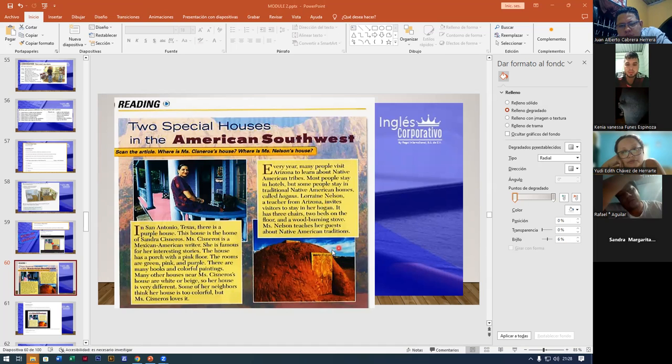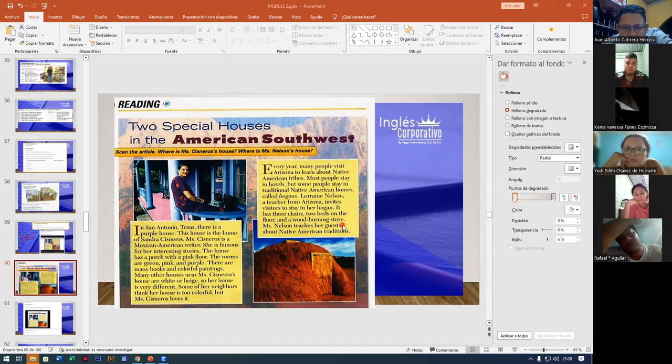So what are the things, the furniture that the hogan has? It has three chairs. Two beds on the floor. And a wood burning stove. Good. Wood burning stove is a kind of stove. Pero son en las que cocinan con leña o para mantenerse calientito.